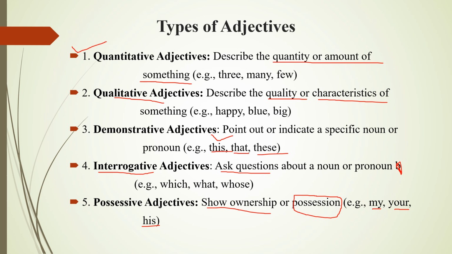So there are 5 types of adjectives. Number one, quantitative adjectives. They denote the quantity or amount of something. Qualitative adjectives describe the quality or characteristics of something. Then we have demonstrative adjectives. They point out or indicate a specific noun or a pronoun. Fourth is interrogative adjectives. They ask a question about a noun or pronoun. And last of all, we have possessive adjectives. This kind of adjectives show ownership or possession.